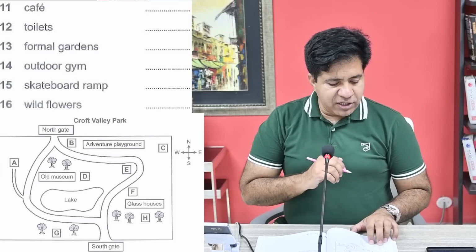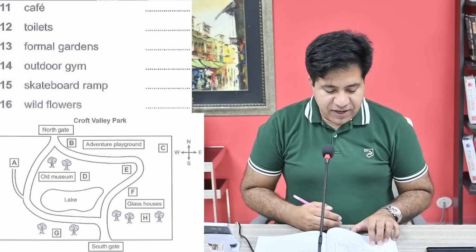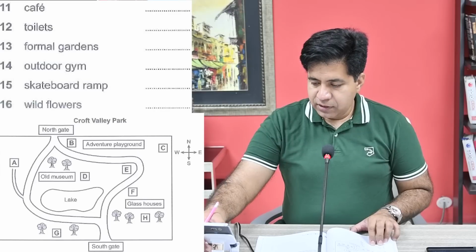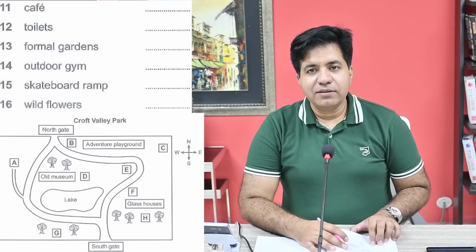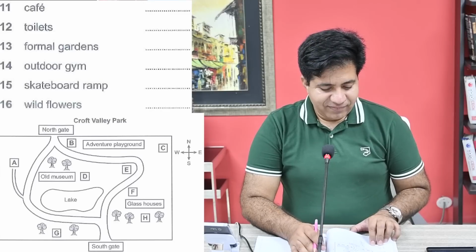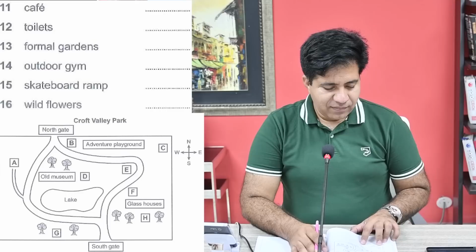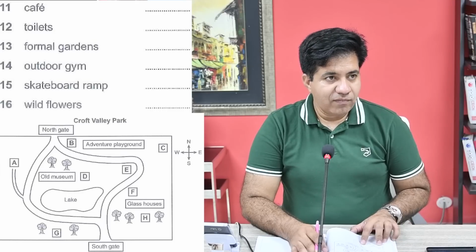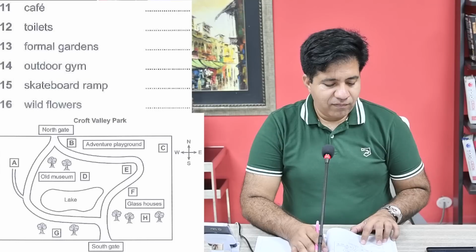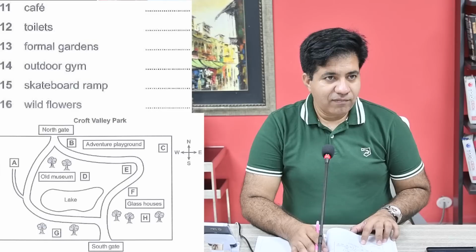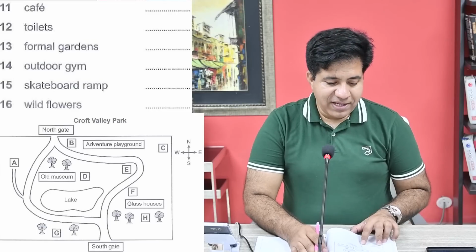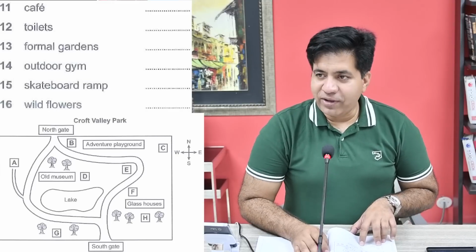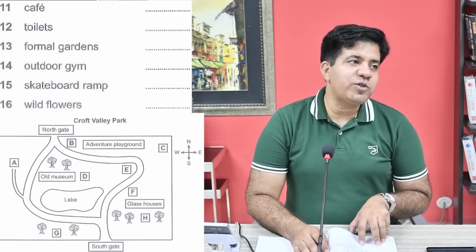Now, let's go on. Question number 13, formal gardens. Let's see where these formal gardens are. The formal gardens have been replanted and should be at their best in a month or two. They used to be behind the old museum, but we've now used the space near the south gate, between the park boundary and the path that goes past the lake towards the old museum. All right. Okay, that's right. Correct answer is option G.